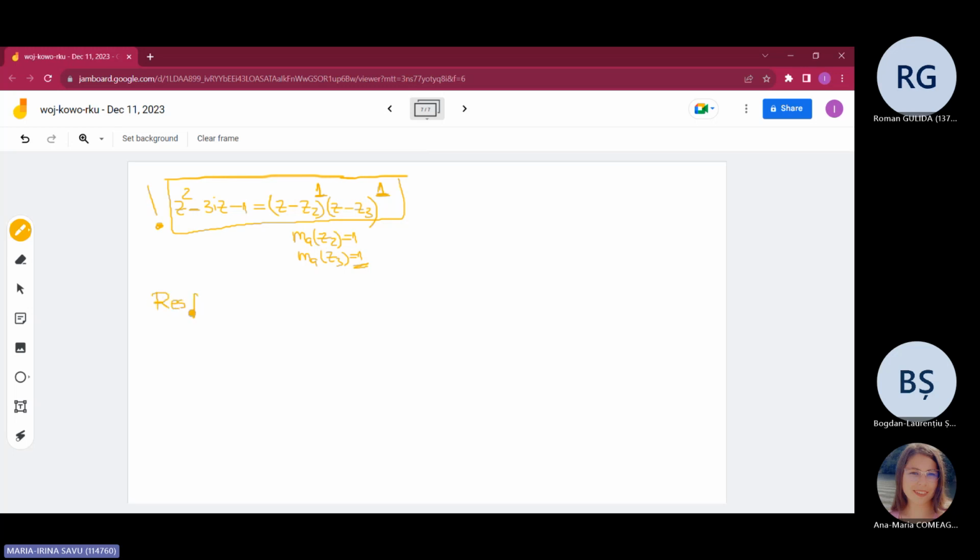And now let's start computing the residue. So the residue of f of z at z equals 0 is the limit when z approaches 0 of z minus 0, which is z, up to power 1, because 1 is the order, times f of z, which is this one.